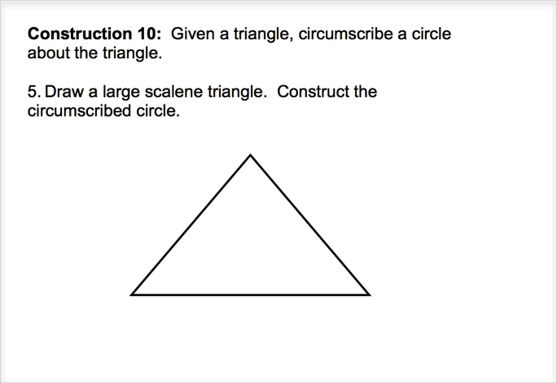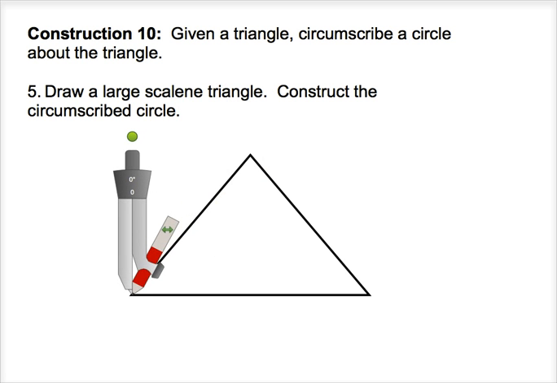So it says circumscribe a circle about the triangle. Well, we did this one once before. If I want to get the circle around the outside, I need to draw in the perpendicular bisectors of the side. I know that all 3 perpendicular bisectors will intersect at the same point.